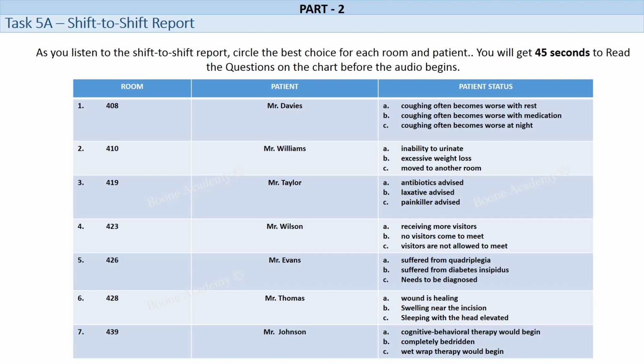Room 410, Mr. Williams, had undergone the surgery. After surgery, he was complaining about the inability to empty the bladder. We insert a catheter to drain the bladder until the patient regains bladder control. Trospium medicine is given to stimulate the bladder.